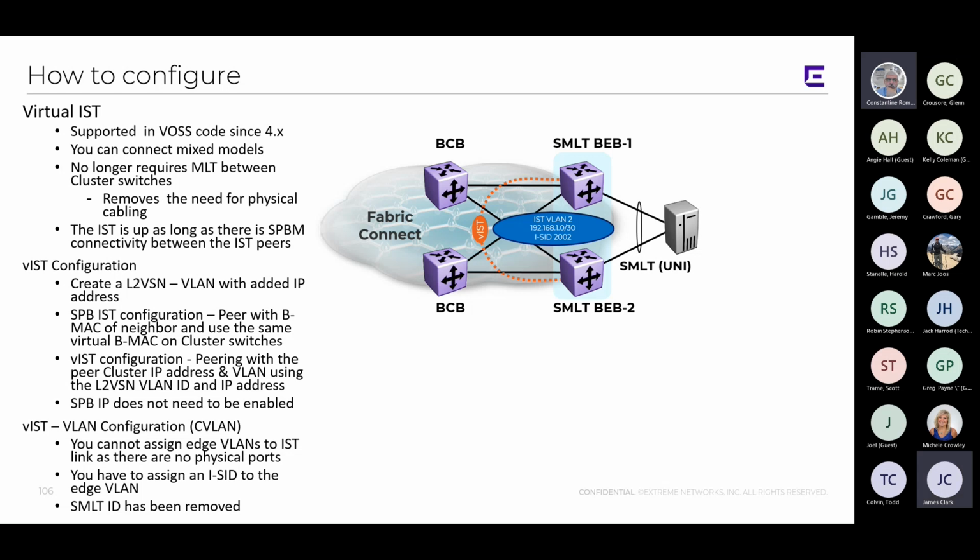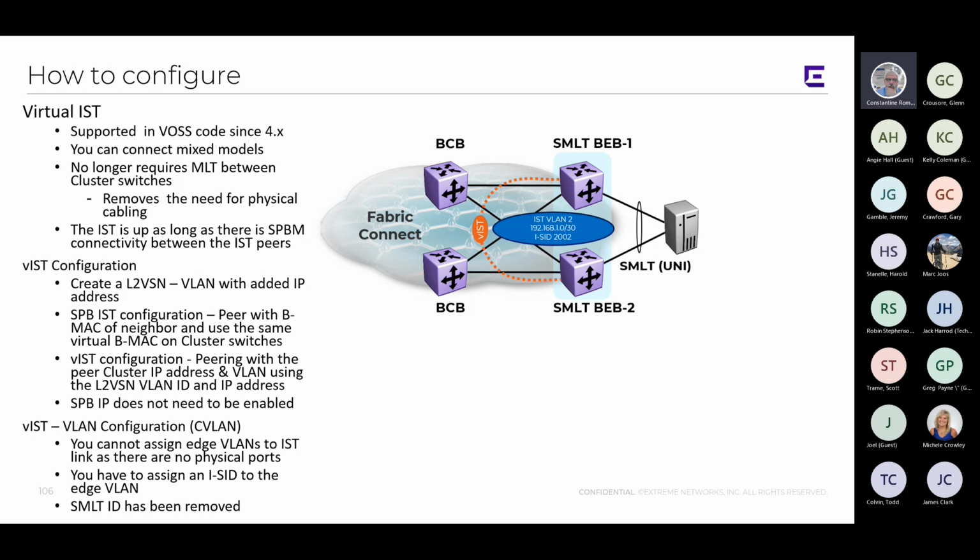Sorry. So the virtual IST has been supported since VOSS code 4.x. We're now on 8.4, so it's been around for quite some time. If you came out of a legacy Nortel Avaya environment, you would have known it as just the IST back then, because it wasn't virtualized at the time. It had to be a direct link between the two switches. But virtualizing it has given us a lot more flexibility and reliability in the cluster.